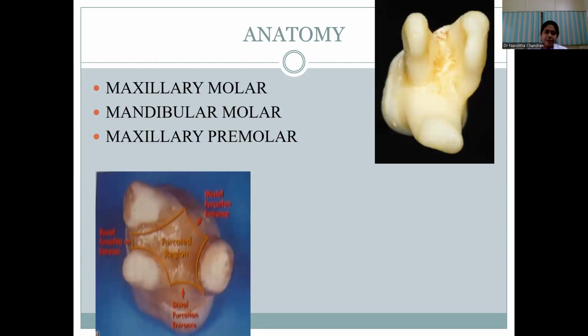To see the anatomy of the maxillary molar, you all know maxillary molars have three roots: mesiobuccal, distobuccal, and a palatal root. So basically, three furcations are present. Between the mesiobuccal and distobuccal root, we have the buccal furcation. Between the mesiobuccal and the palatal root, we have the mesiopalatal furcation, and on the other side, the distopalatal furcation.